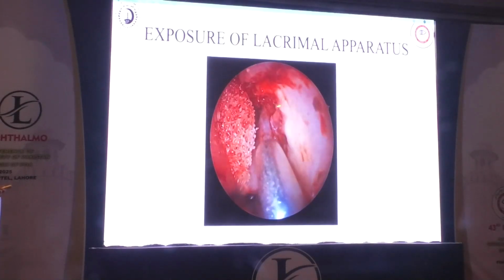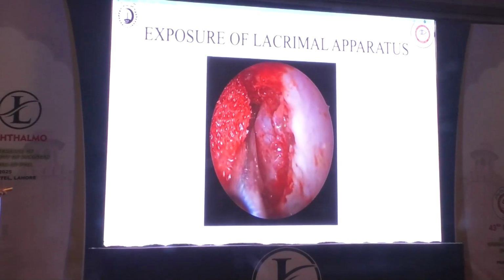We have to expose and remove almost all the bone from the upper part as well as from the medial portion of the lacrimal sac, because when you have to create the lower flap, this portion goes downwards into the nasal cavity, or into the middle meatal region.